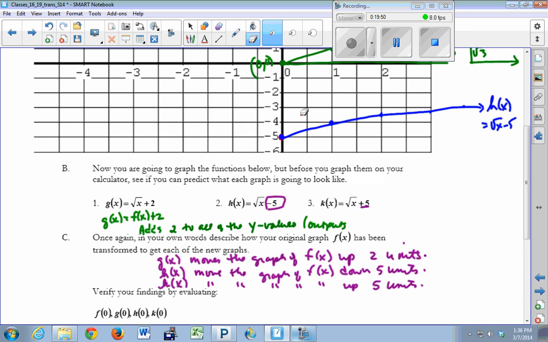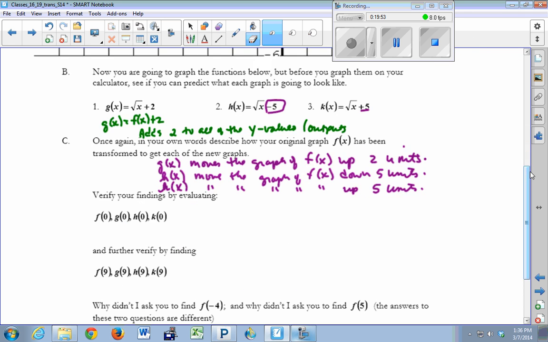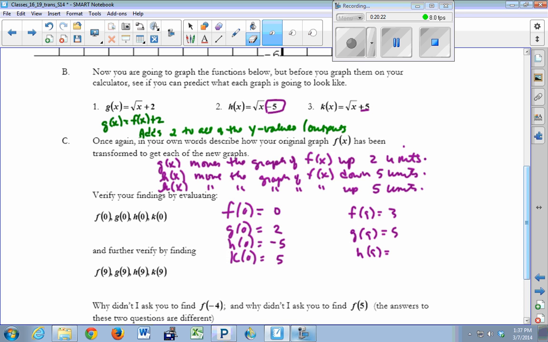So I'm going to fill in the values for f of 0, g of 0, h of 0, and k of 0, and hopefully they'll match what you have found. So f of 0 is 0, g of 0 is 2, h of 0 is -5, and k of 0 is 5. f of 9 is 3, g of 9 is 5, h of 9 is -2, and k of 9 is 8.